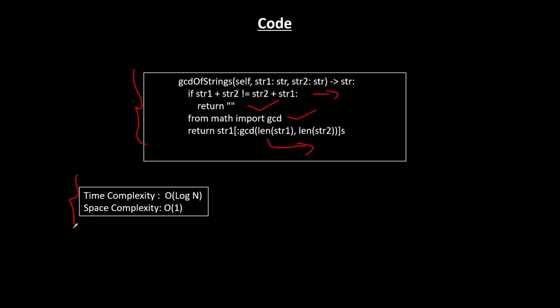Now the time complexity will be log n, and the space complexity will be O of 1, because we are not using any data structure to store the answer. We're just returning the answer directly. And by log n, I mean the time complexity of finding the GCD is log n. That's all for the time complexity and space complexity.